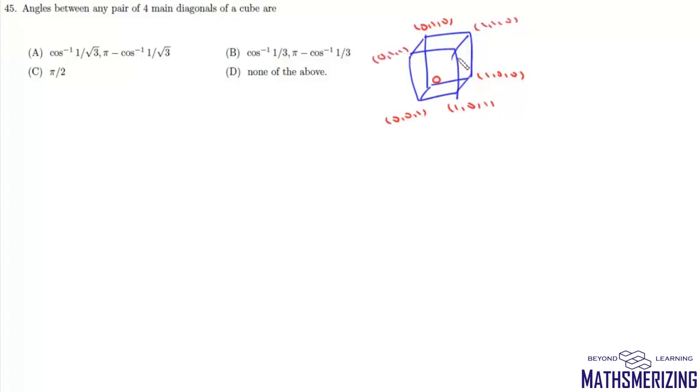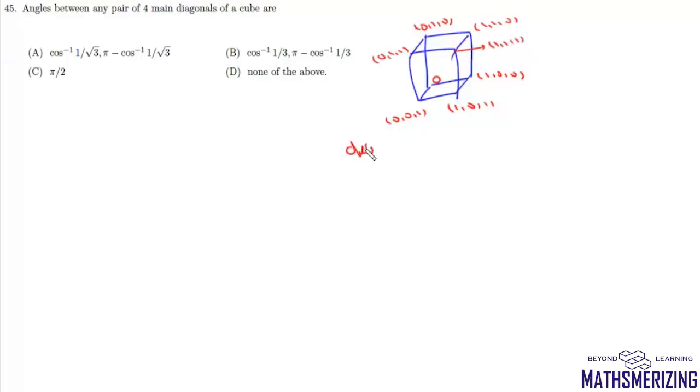Number 45 is, angle between any pair of four main diagonals of a cube is. So if we consider a cube, now this is origin. Suppose this point is 1, 0, 0. It is 0, 1, 0. It will be 0, 0, 1. This point is 1, 0, 1. This is 1, 1, 0. It will be 0, 1, 1. And then this point will be 1, 1, 1.